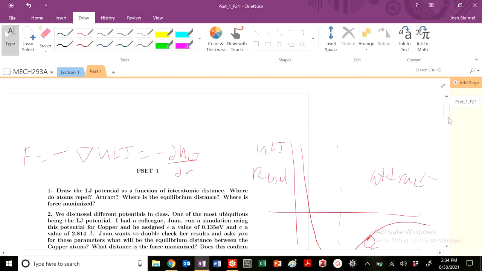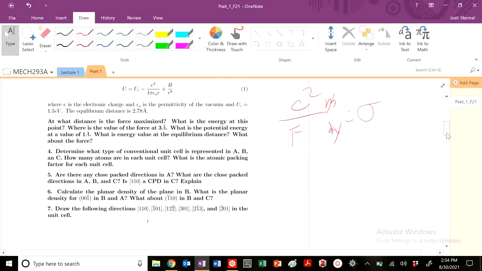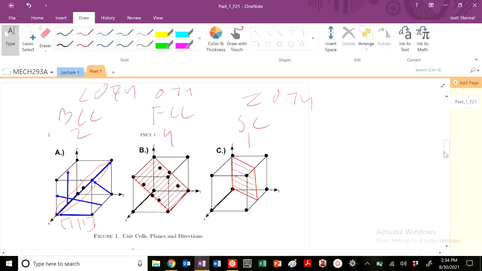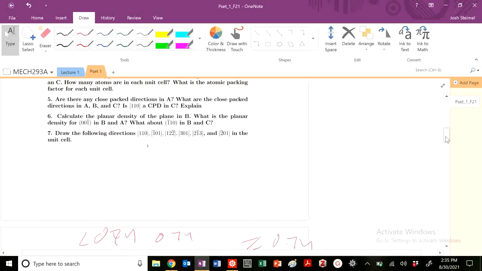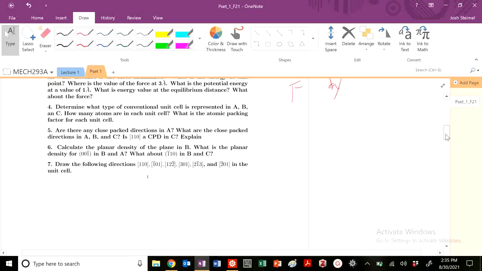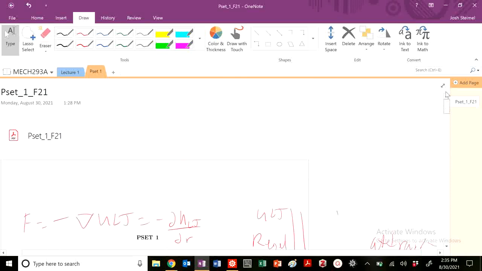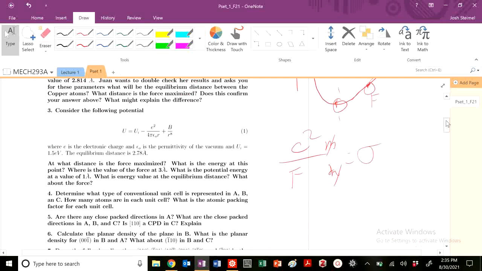Oops, let's go down a little bit. What are the close packed directions in A, B, and C? So, our close packed directions for A is basically this family of the 111 directions. For FCC, it's the 110 family of directions. For simple cubic, 100. So, those are our close packed directions. It's asking, is 110 a close packed direction in C? No, we just proved that right there. And then we can explain why not, because again, we're going through distances where the atoms aren't touching.